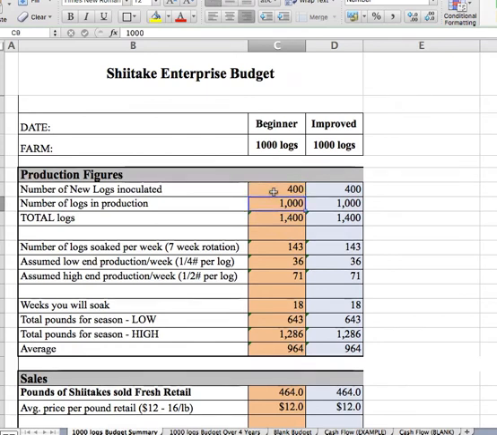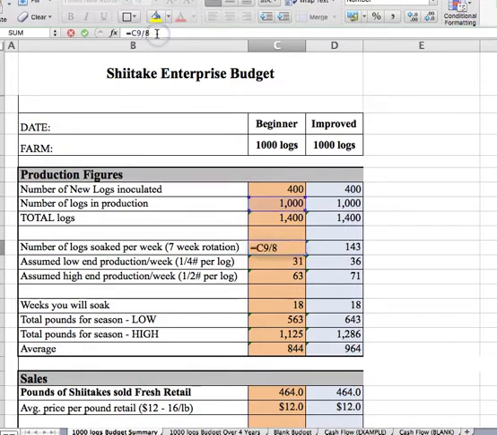So some of these things you don't have to figure out, the spreadsheet does the math. Based on the number of logs in production, it's showing me that I'm going to be soaking 143 logs a week if I'm doing a 7-week rotation. If I'm doing a longer or shorter rotation, I could simply go up to the formula bar and change it to, let's say, 8 weeks. That means I'm going to let each log rest for 8 weeks, and that would tell me that I'm going to soak 125 logs a week.